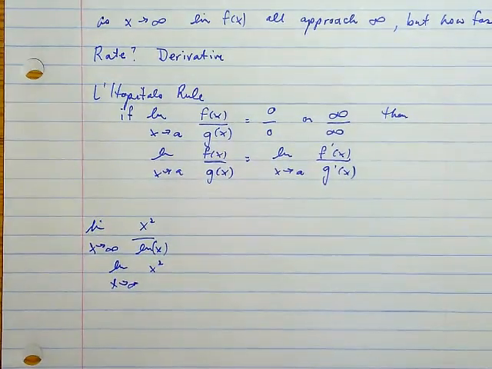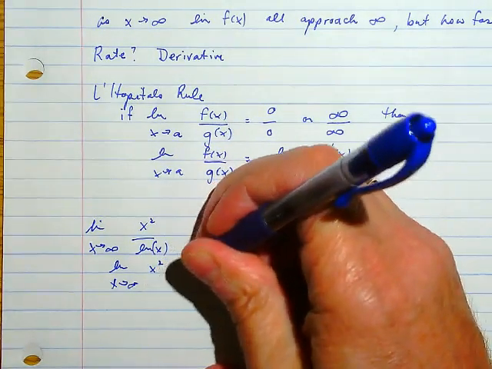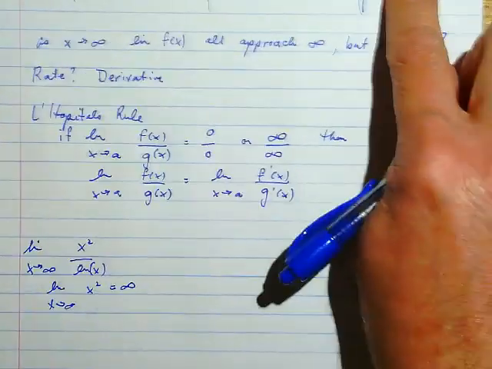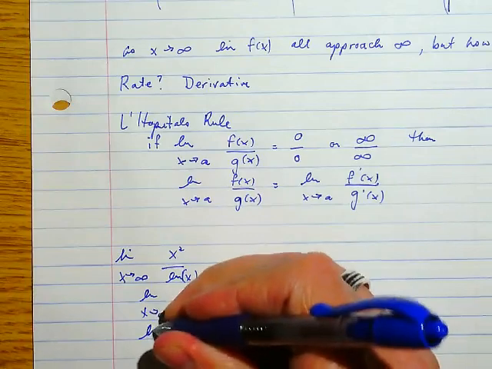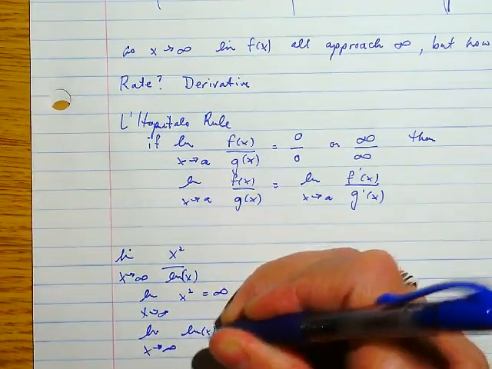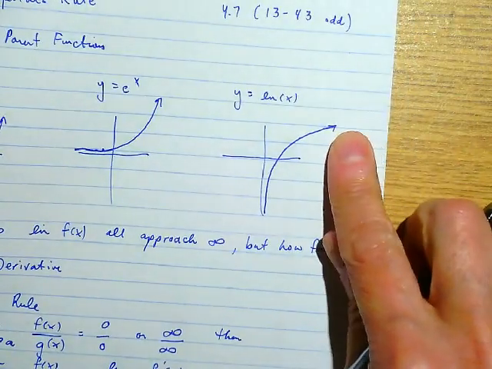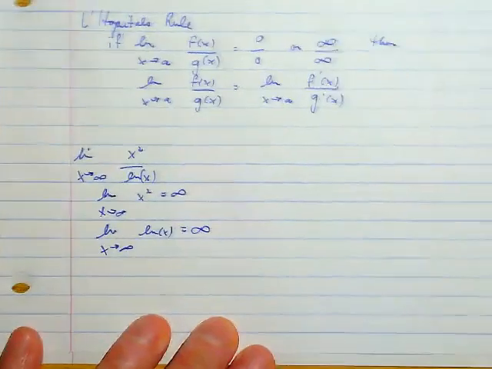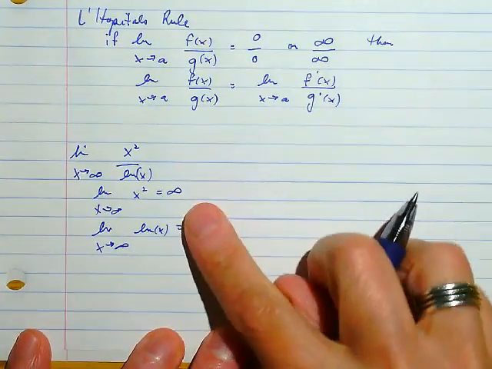Well, what's the limit of x squared as x approaches infinity? Isn't that infinity? I mean, we can see that from the graph, if nothing else. X squared, there it is, right? And then I've got log of x, same idea. So I'm going to write that out separately. The limit as x approaches infinity of the log of x. Well, it's also equal to infinity. There it is. It's growing. It's increasing. Infinity there. Okay? So I've listed those separately.